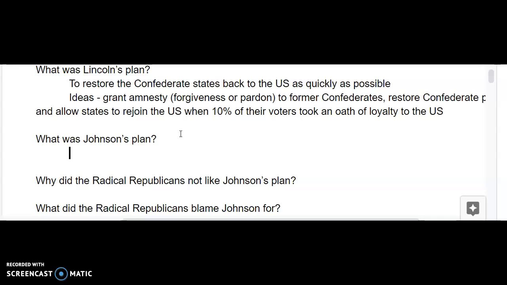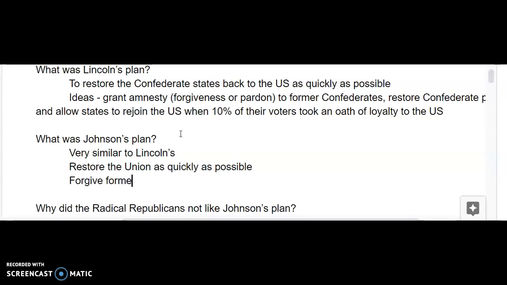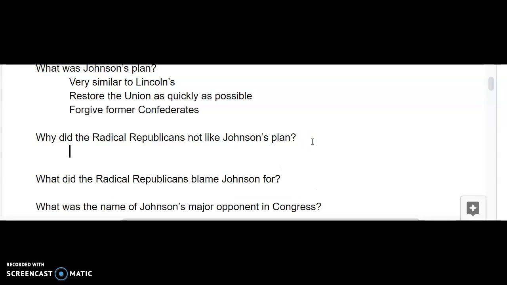Now Johnson takes over as president after Lincoln is assassinated, and Johnson's plan was very similar to Lincoln's. Again, restore the Union as quickly as possible. Forgive former Confederates. Now, not everybody liked this plan. The radical Republicans in Congress are really opposed to both Lincoln and especially Johnson's plans because they felt that forgiving the former Confederates was just way too nice.